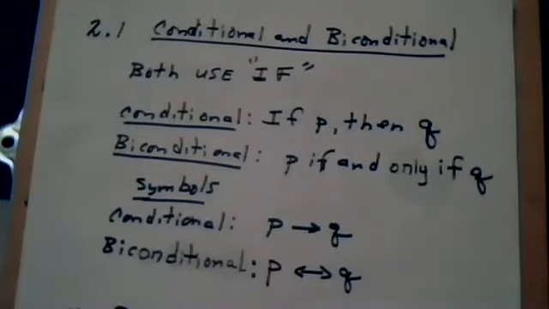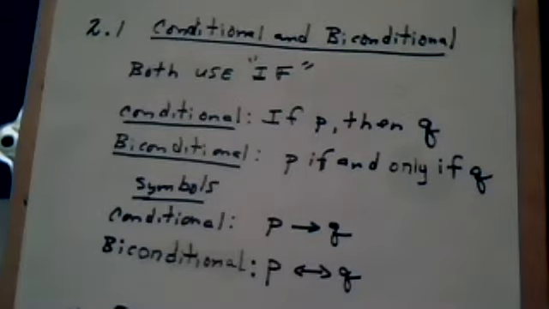Conditional and biconditional. Both of them have the word if. The conditional form is if P then Q. The biconditional form is P if and only if Q. The symbols for the conditional are P implies Q, and for biconditional, P implies Q and Q implies P.